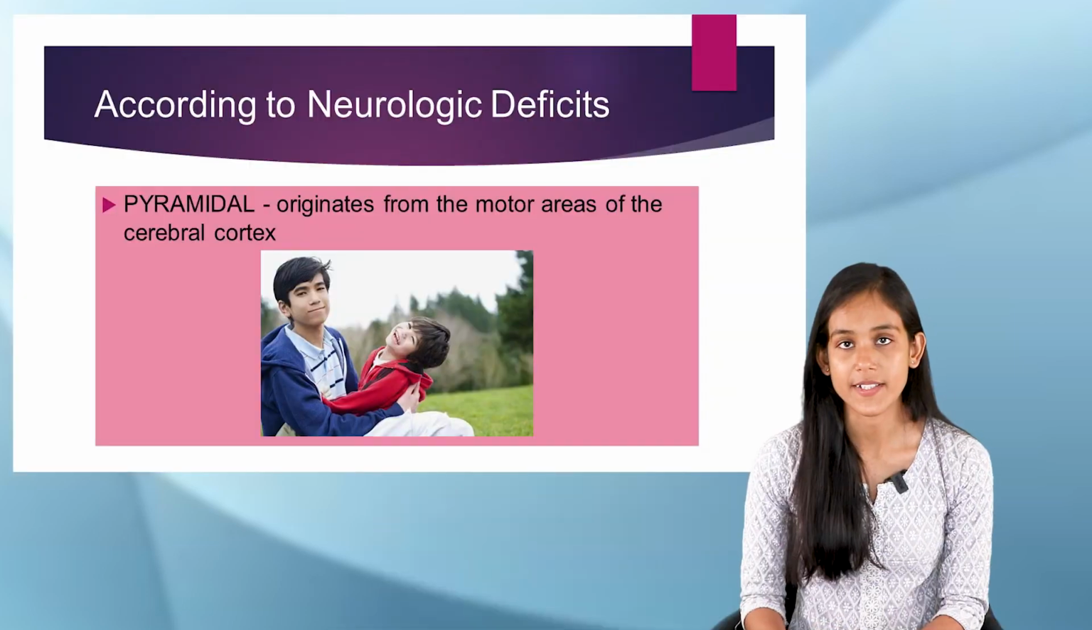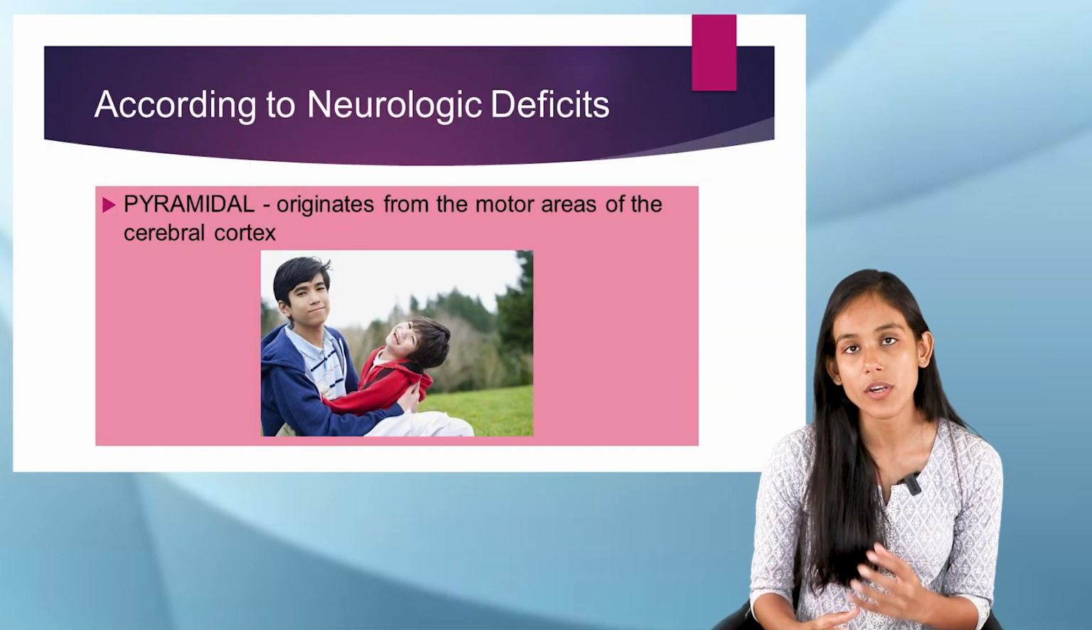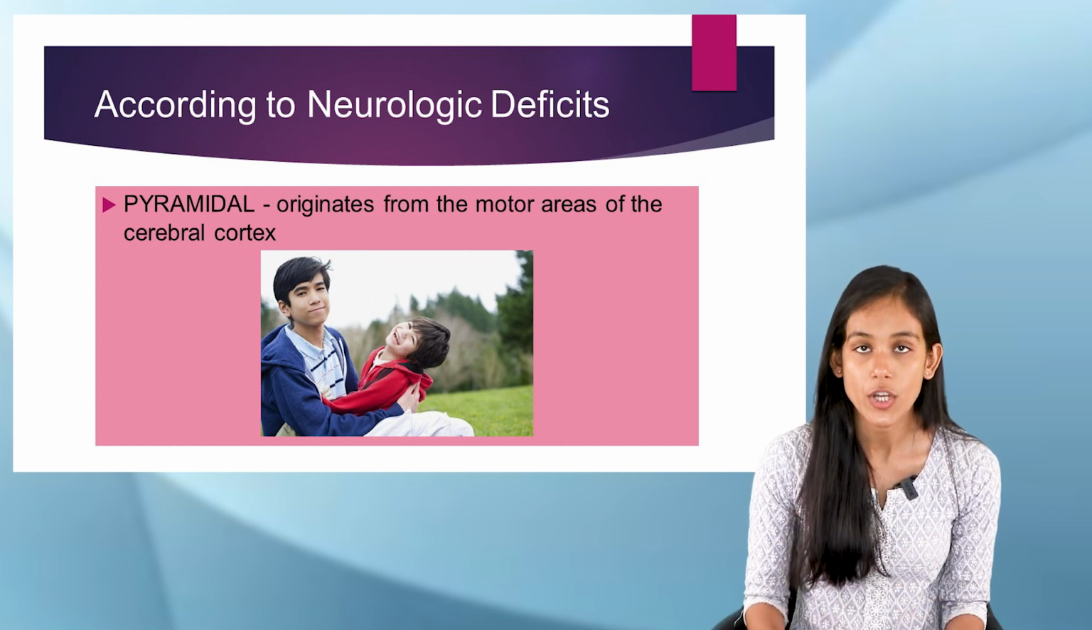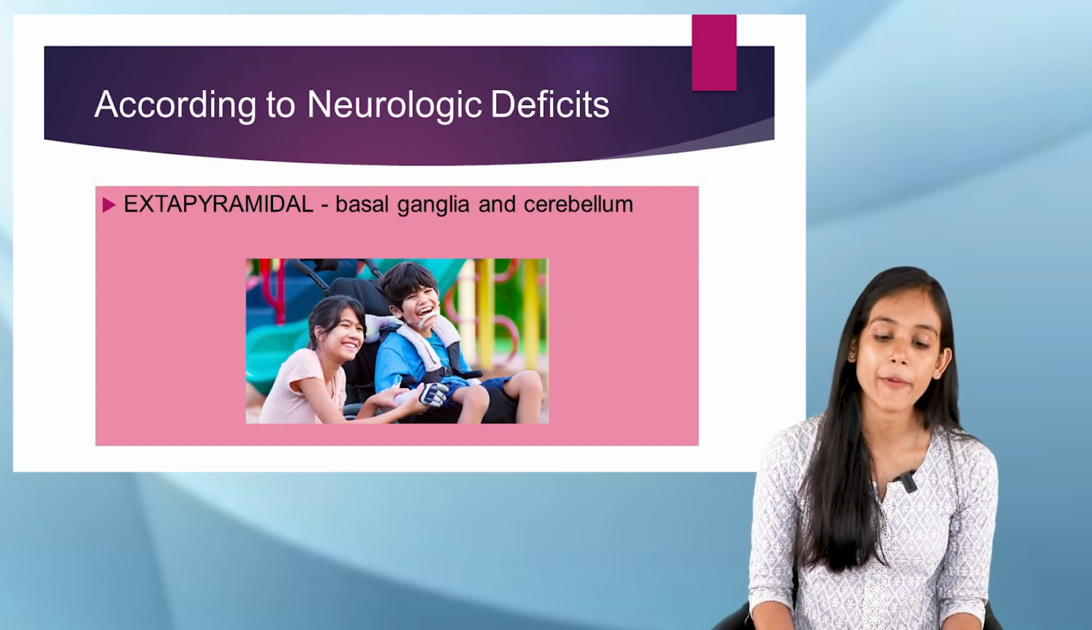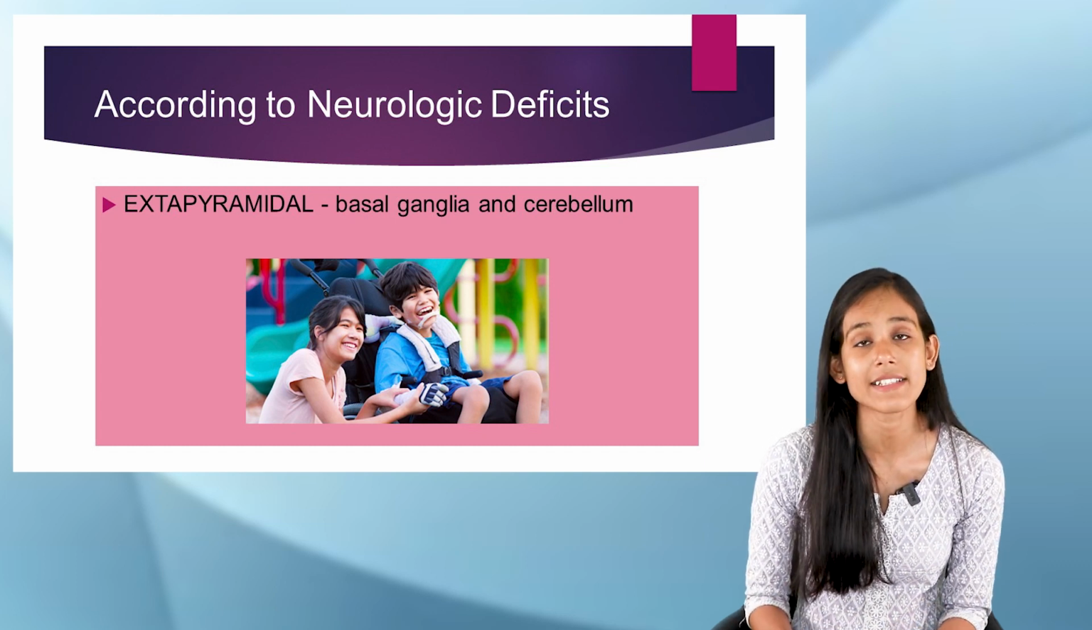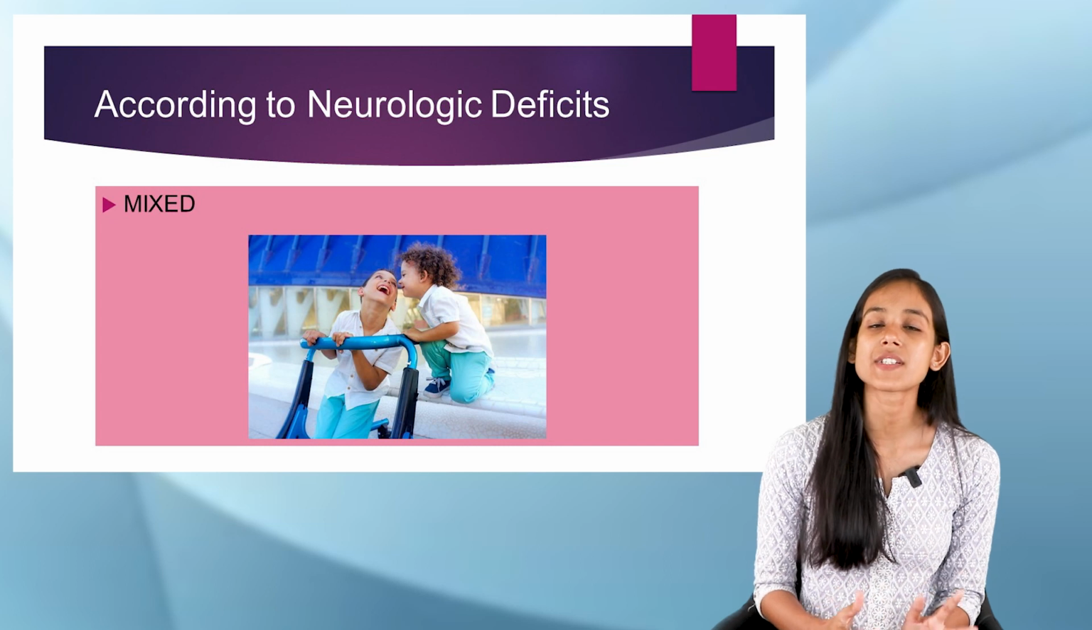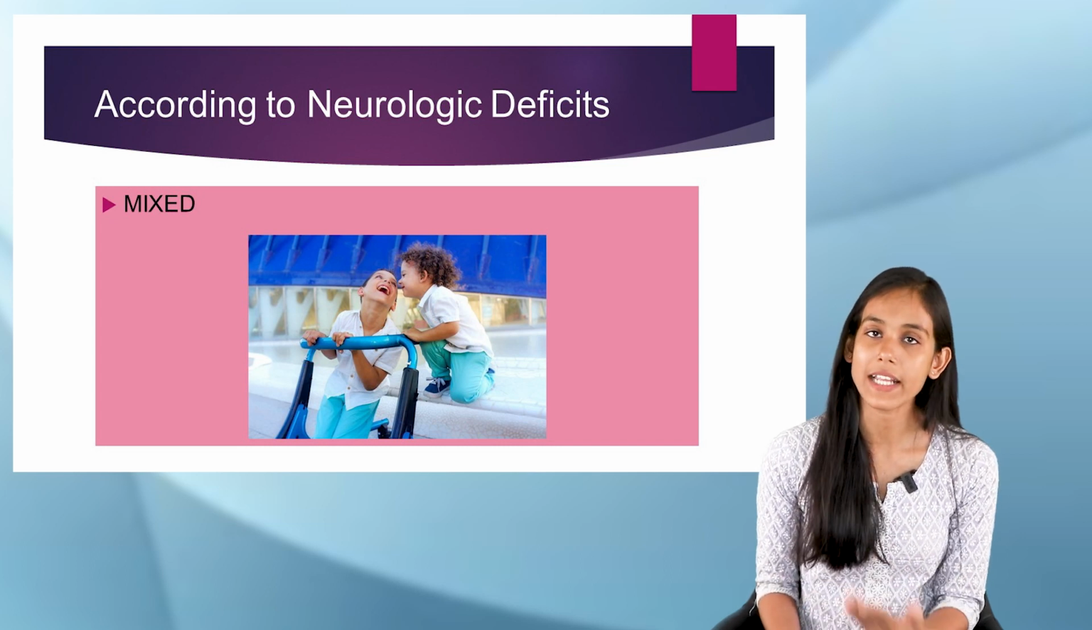So first let us discuss the first factor, that is neurological deficit. Here it is based on the extent of brain damage and also the area of brain damage. Here we have three major types: the first is pyramidal, the second is extrapyramidal, and the third is mixed. Pyramidal originates from the motor areas of the cerebral cortex, extrapyramidal is where the basal ganglia and the cerebellum are involved, and in mixed we can see both pyramidal and extrapyramidal.